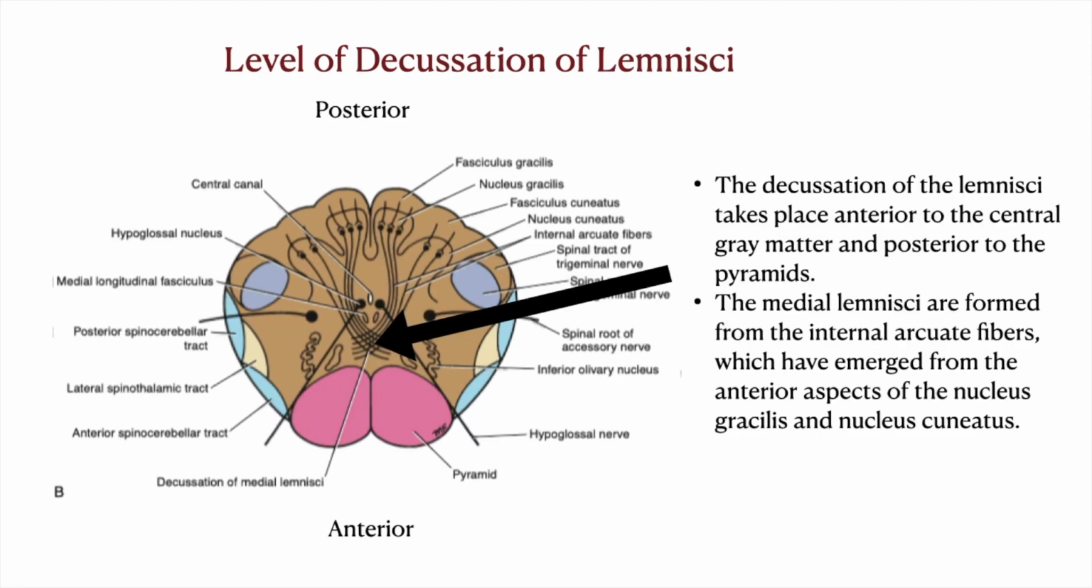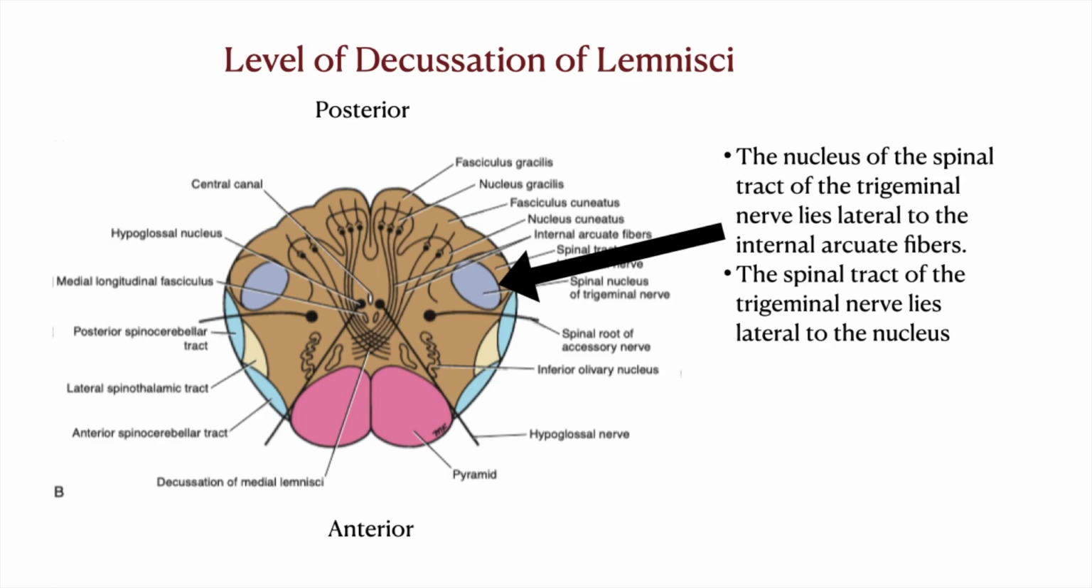At the level of the decussation of the lemnisci, just above the previous level, this takes place anterior to the central gray matter and posterior to the pyramids. The medial lemnisci are formed from the internal arcuate fibers, which emerge from the anterior aspects of the nucleus gracilis and nucleus cuneatus. The nucleus of the spinal tract of the trigeminal nerve lies lateral to the internal arcuate fibers. The spinal tract of the trigeminal nerve lies lateral to this nucleus.